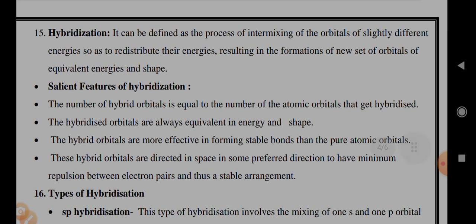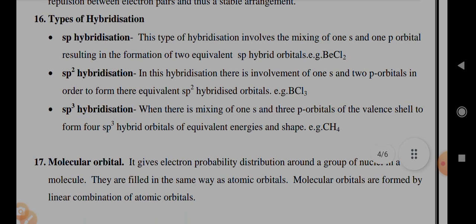Hybridization. It can be defined as the process of intermixing of the orbitals of slightly different energies so as to redistribute their energies, resulting in the formation of a new set of orbitals of equivalent energies and shape. Salient features of hybridization: the number of hybrid orbitals is equal to the number of atomic orbitals that get hybridized. Hybridized orbitals are always equivalent in energy and shape. Hybrid orbitals are more effective in forming stable bonds than the pure atomic orbitals. These hybrid orbitals are directed in space in some preferred direction to have minimum repulsion between electron pairs and thus a stable arrangement.